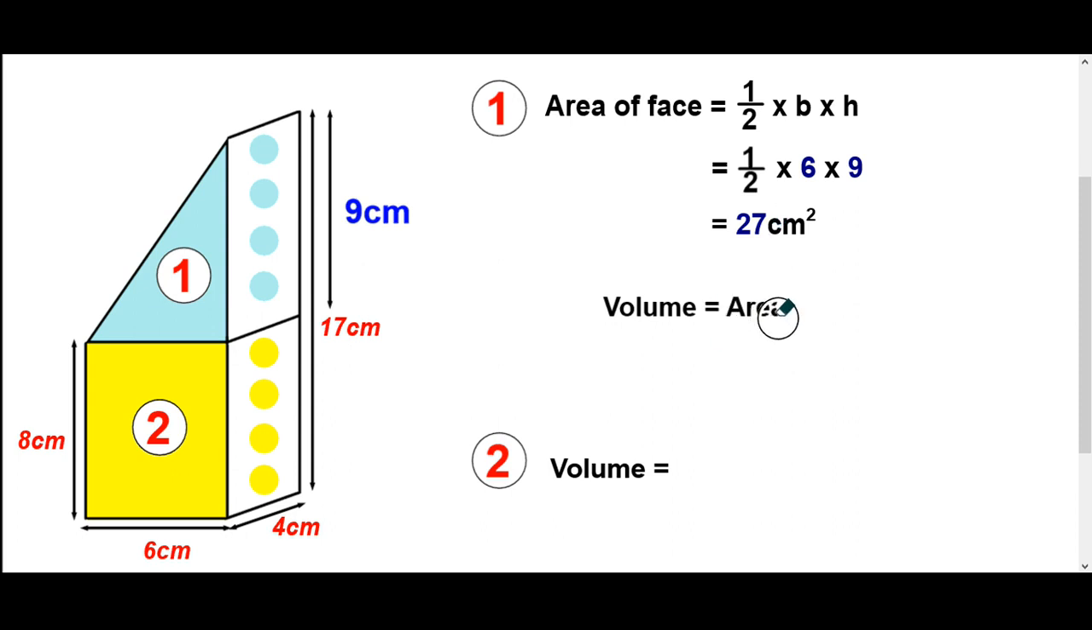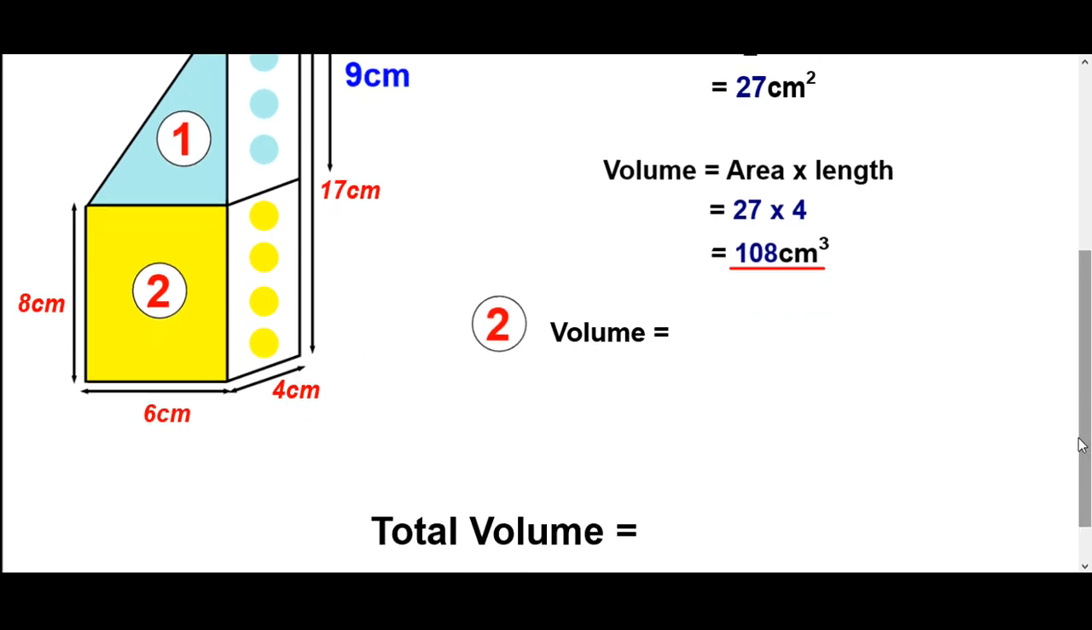Okay, we can now work out the volume of the triangular prism. So it's the same formula, area times length. So you just take your 27 and you times it by this part here, which is the length of the prism part. If I look down here, I see it's 4. So I'm doing 27 times 4, and that comes out to be 108 centimeters cubed.